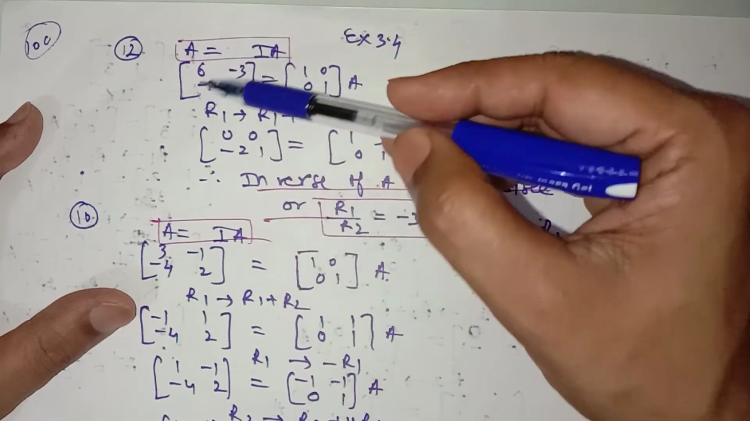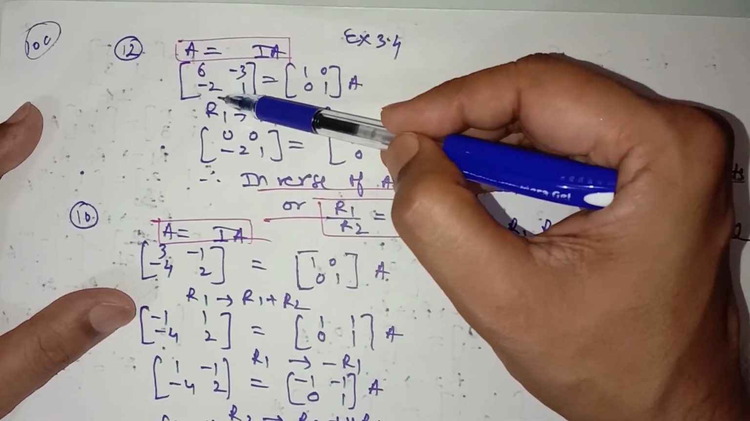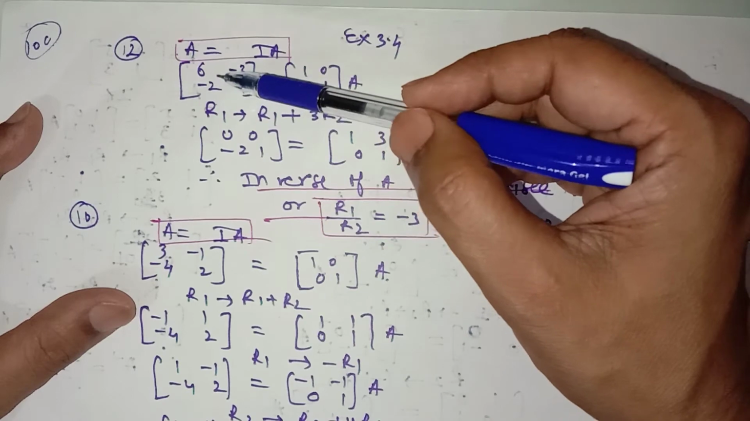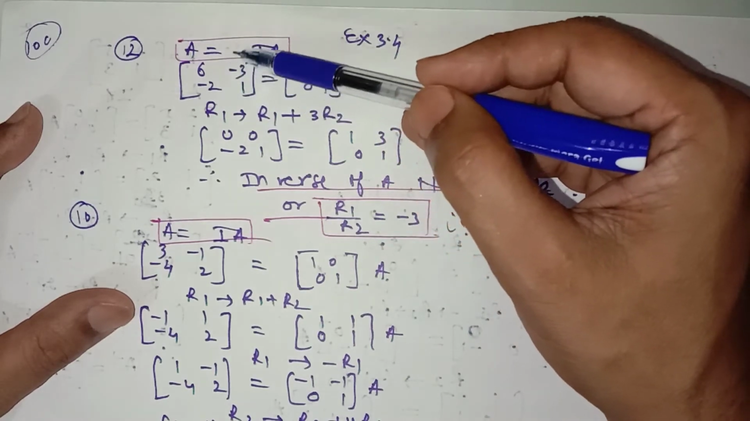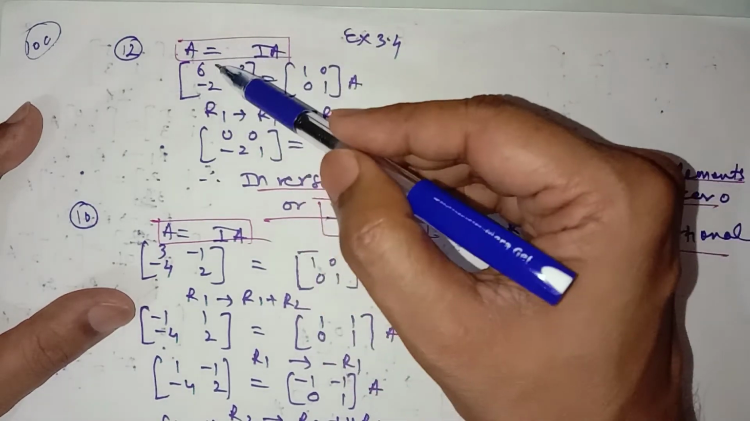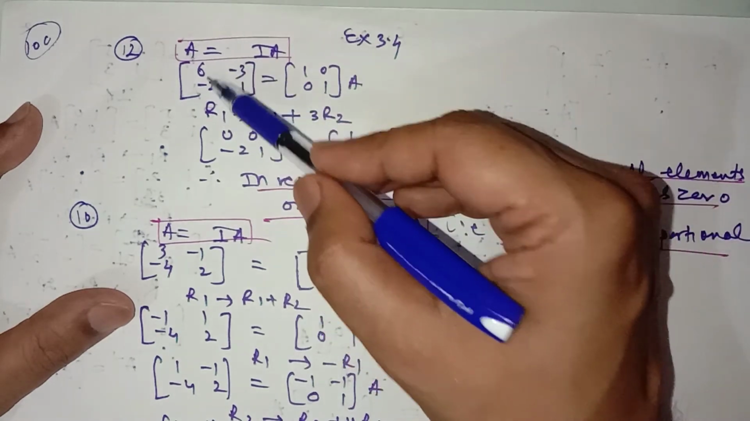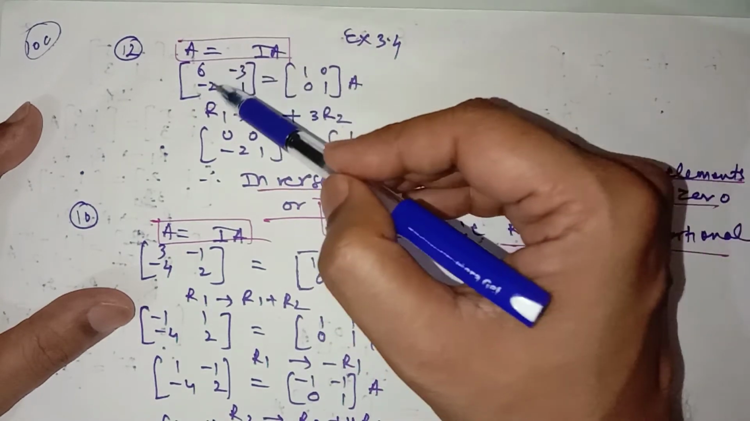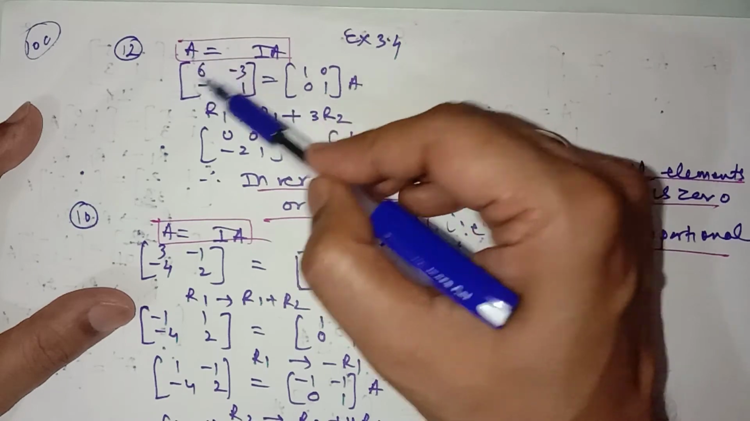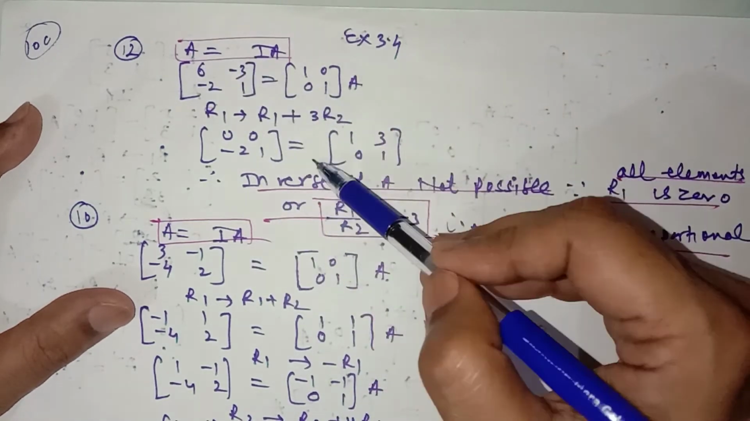So first of all you have to bring the 1 here, or you can bring 1 here and you can interchange. So you can have 1 in 2 steps more. So R1 is equal to R1 plus 3 times R2. Multiply this by 3 and add it to this. You will get 0 here and 0 here also.